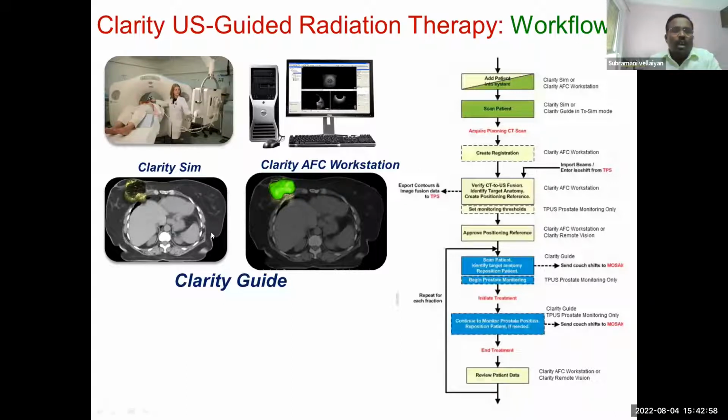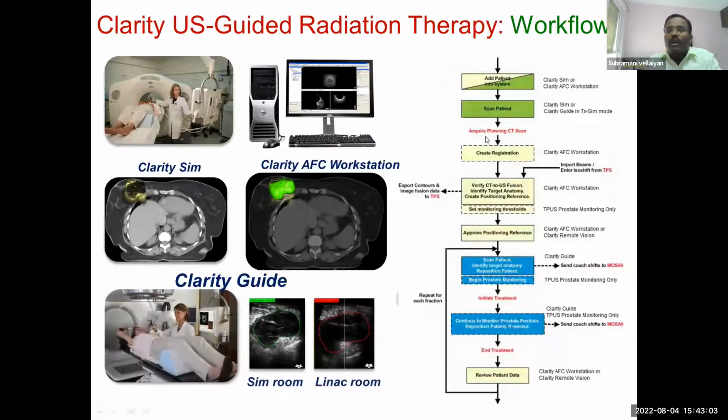So this is how you'll be able to fuse, and then the fused images, this is how you do the registration between the reference simulator image and then the images acquired in the treatment. You compare the three-dimensional volume of the breast, how much this is actually being moved.